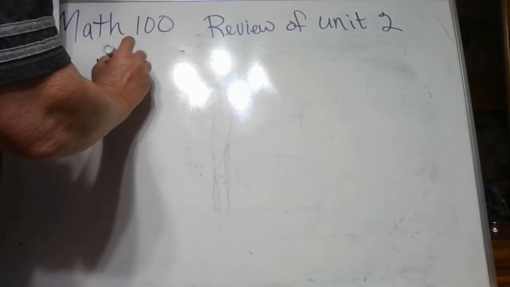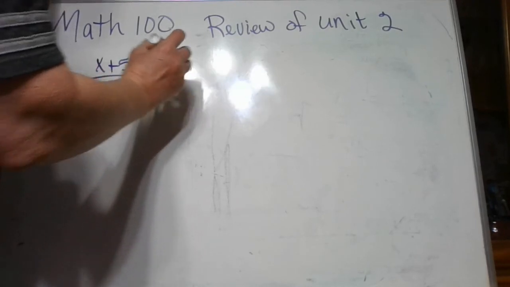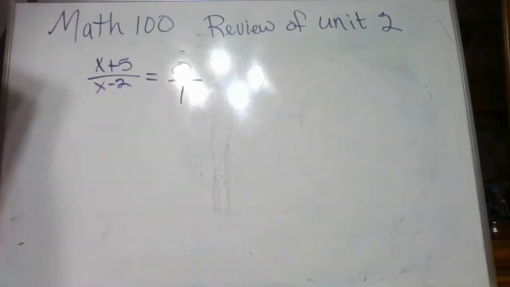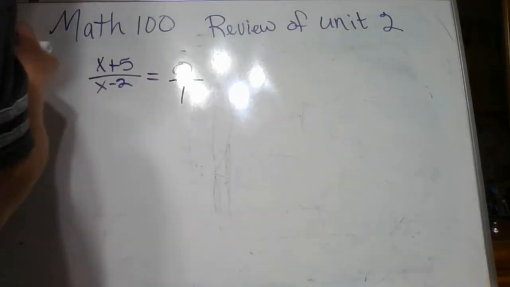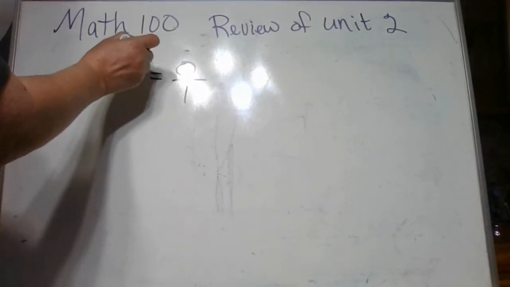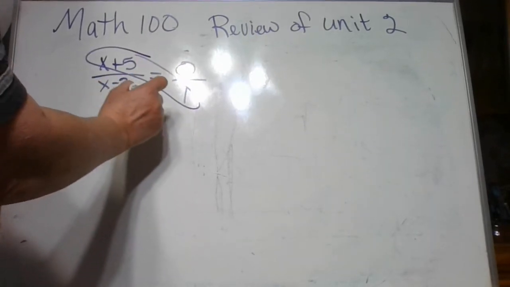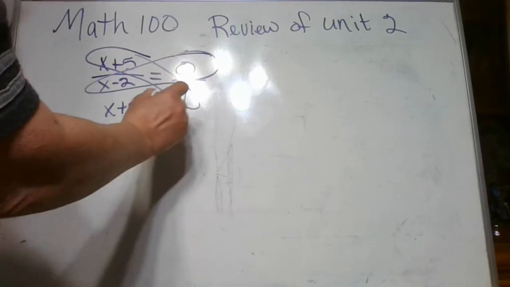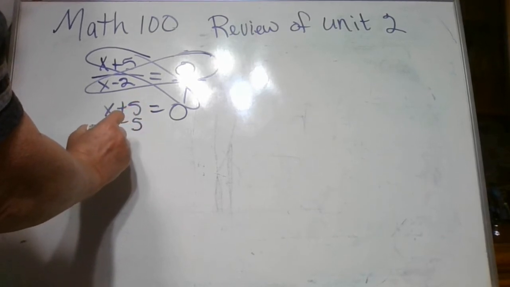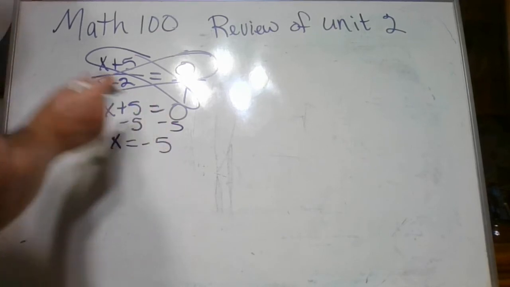x plus 5 over x minus 2 is equal to 0. Remember, you can always make a 0 into a fraction or any whole number into a fraction by putting a 1 on the bottom. Again, I'm going to cross multiply. x plus 5 is equal to 0, times anything is 0, so there I have it. So I'm going to subtract 5 off both sides, and we're left with x is equal to negative 5.